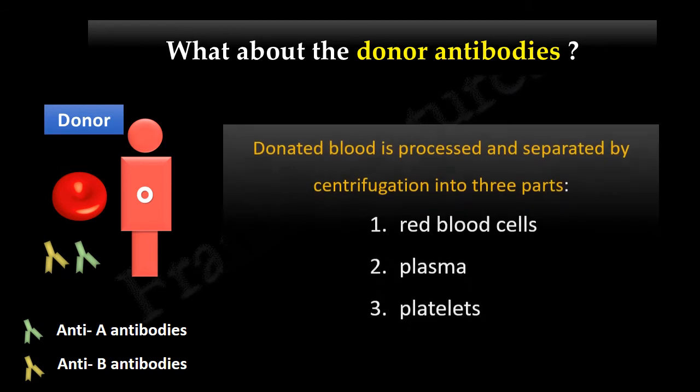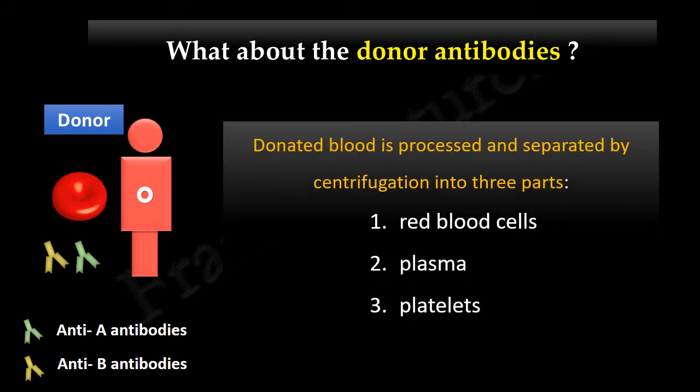Moreover, nowadays donated blood is processed and separated by centrifugation into three parts: red blood cells, plasma, and platelets. Instead of transfusing whole blood, only the cellular fraction of blood is transfused. This further minimizes the reactions due to antibodies present in the donor's blood.